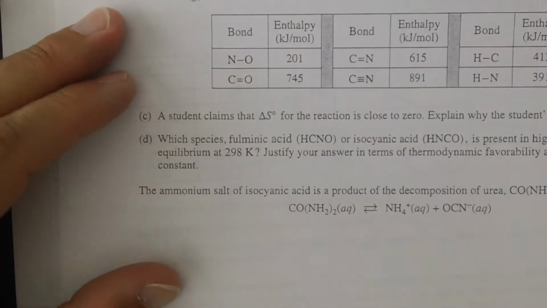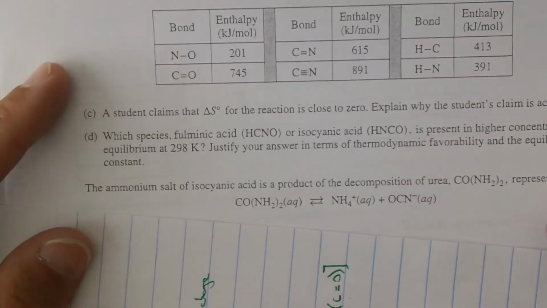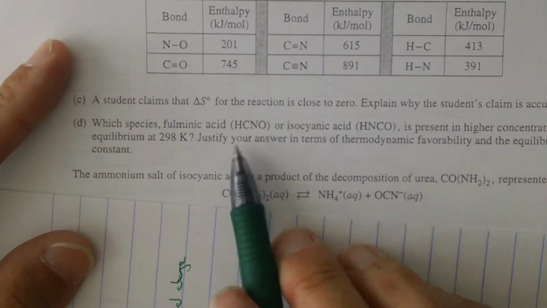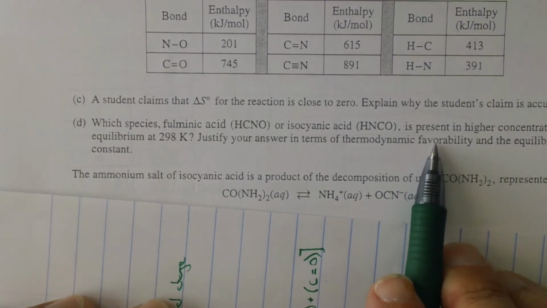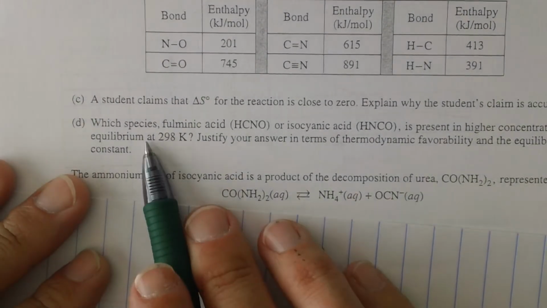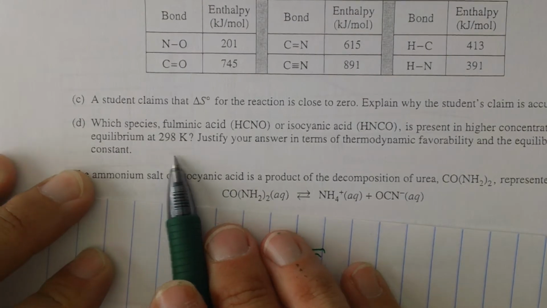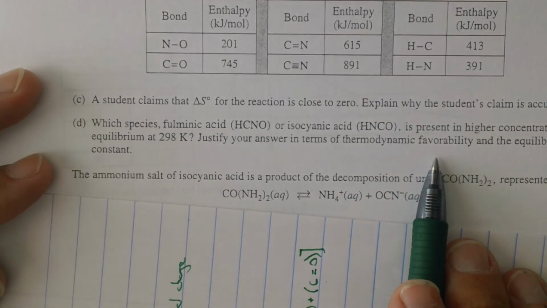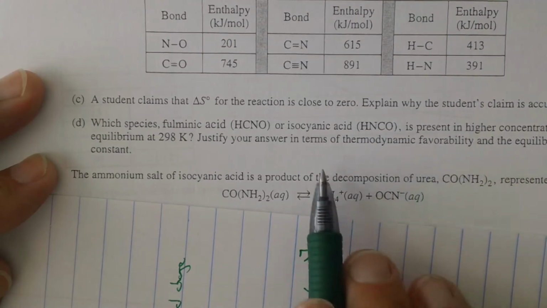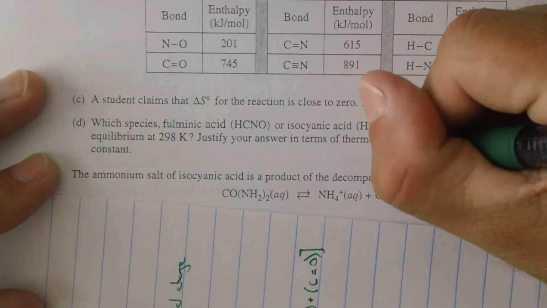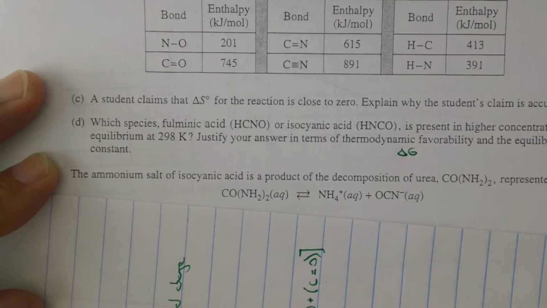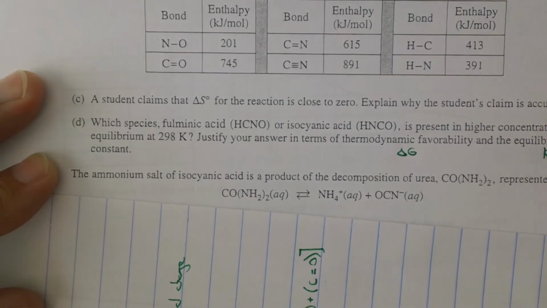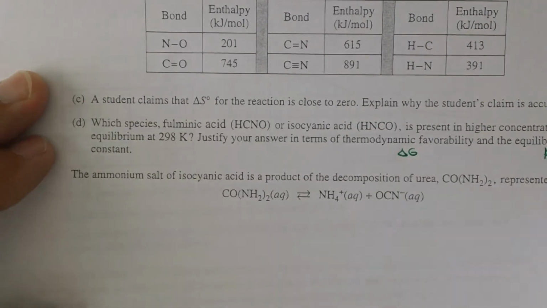Then part D says which of the acid species is present in higher concentration at equilibrium at 298 Kelvin. Justify your answers in terms of thermodynamic favorability and equilibrium constant. Thermodynamic favorability is delta G. Equilibrium constant is our K value, and so we need to address those two things.